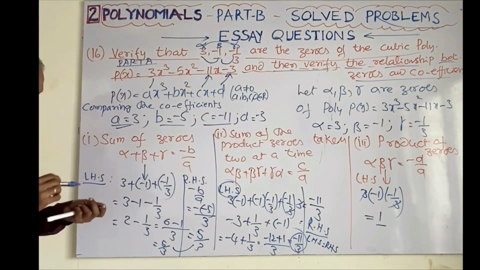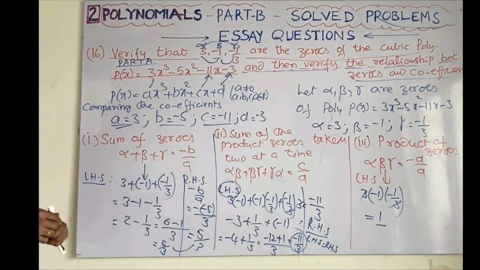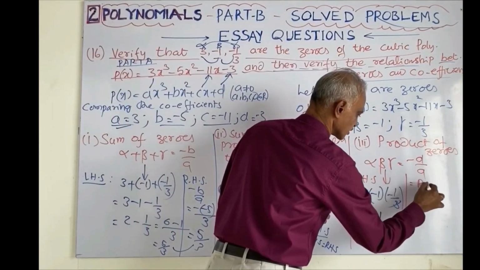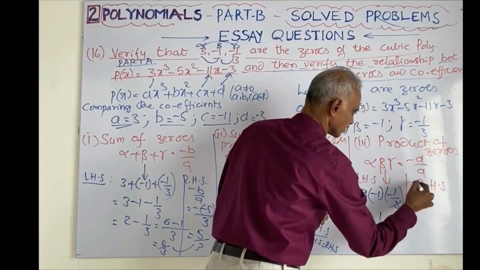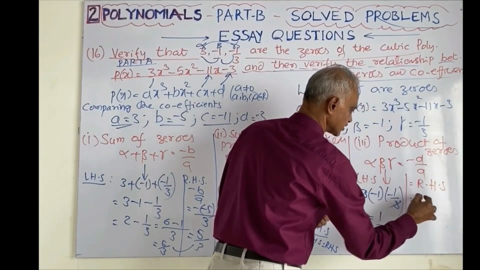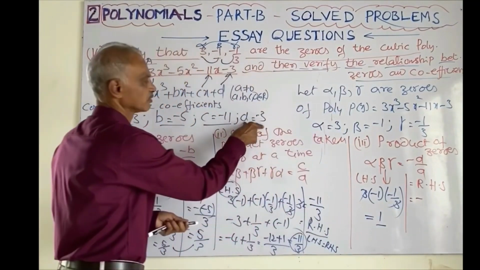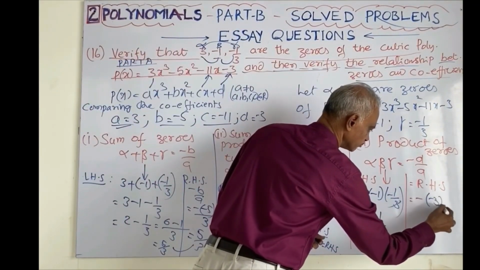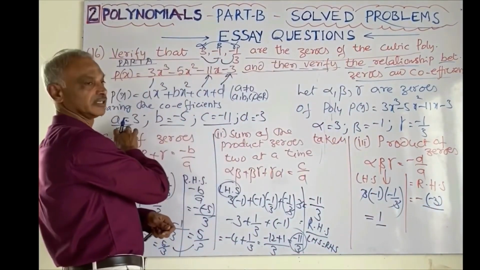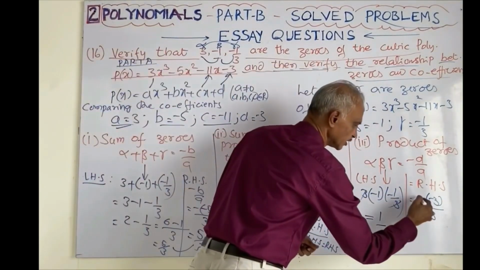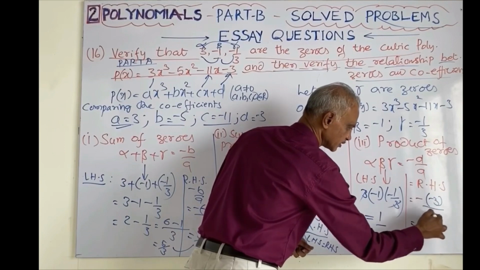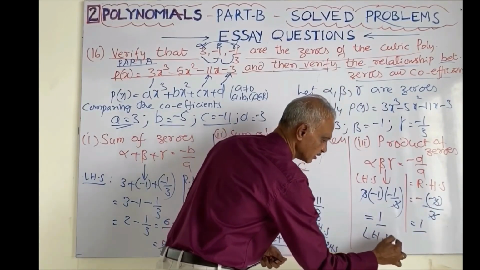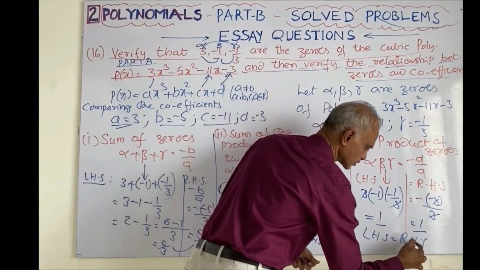Then RHS also you should get. What is RHS? I will take RHS. What is it? Minus, what is D here? D is minus 3 by, what is A here? A is 3. Minus into minus plus, 3 cancel, 1 you are getting. LHS is equal to RHS.